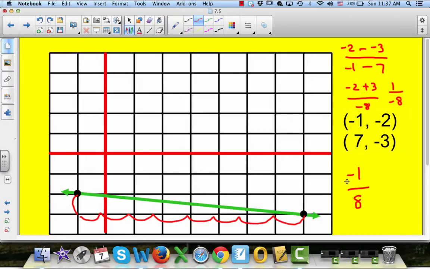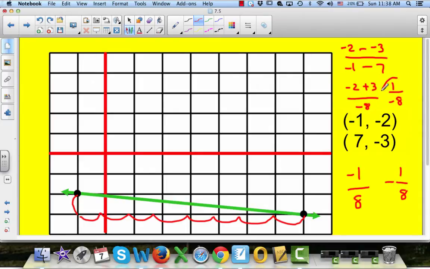Well, let's look at this now. We've got 1 over negative 8 and negative 1 over 8. Is that the same thing? One negative sign makes something negative. So that's the same as negative 1/8.